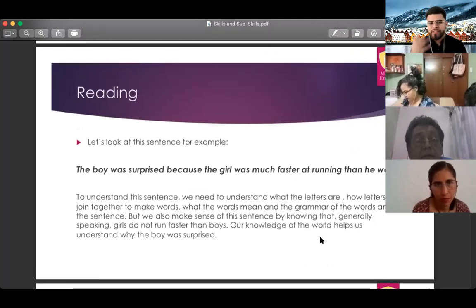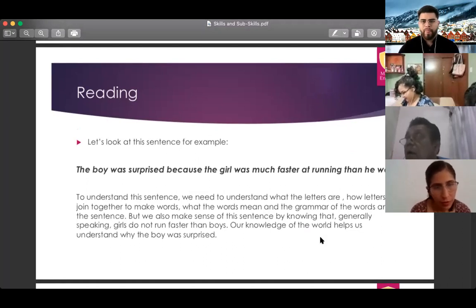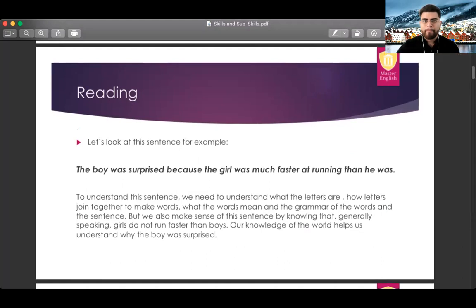Ingrid, could you read this, please? The boy was surprised because the girl was much faster at running than he was. To understand the sentence, we need to understand what the letters are, how letters join together to make words, what the words mean, and the grammar of the words and the sentence.